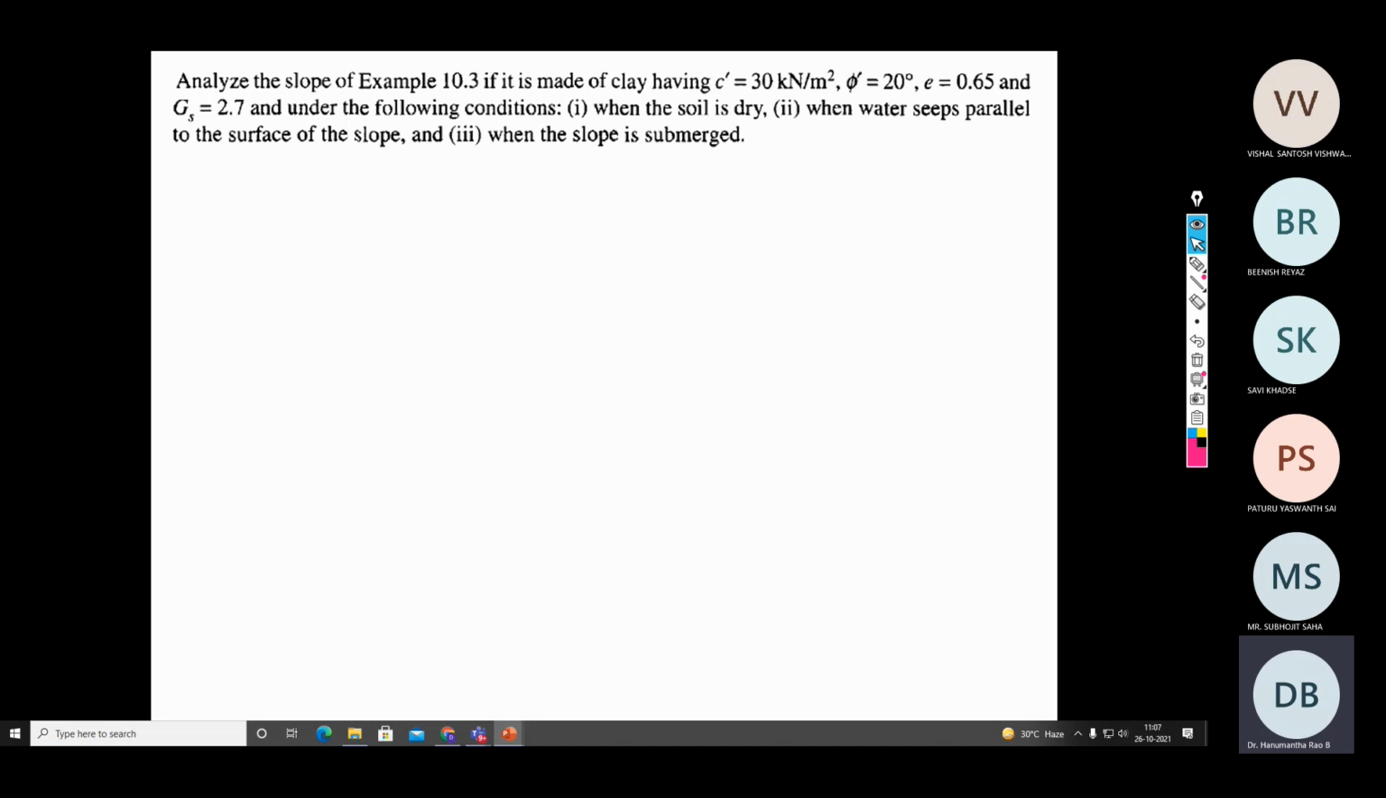The first condition is when the soil is dry. The second condition is when water seeps parallel to the surface of the slope, and the third condition is when the slope is submerged. In all these conditions, you are asked to determine the height of the slope, or the permissible height of the slope.